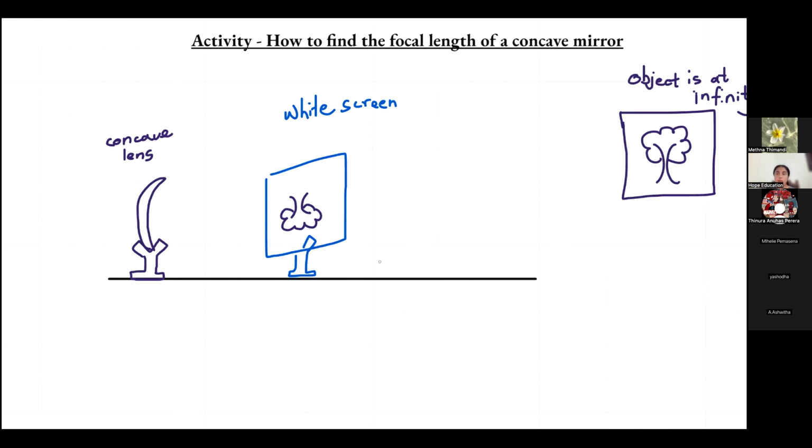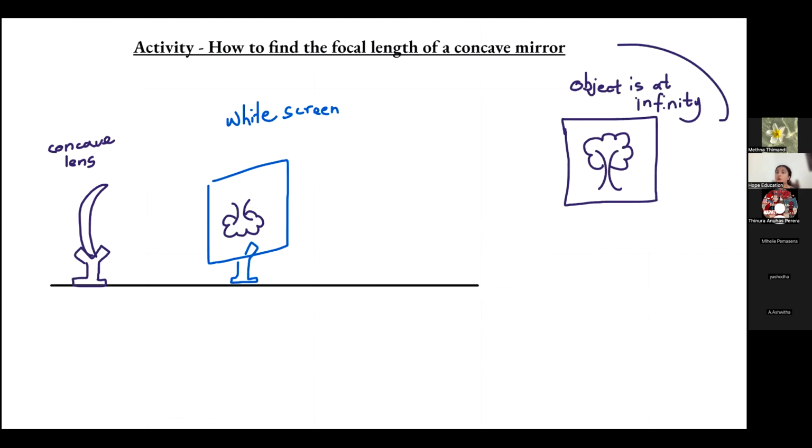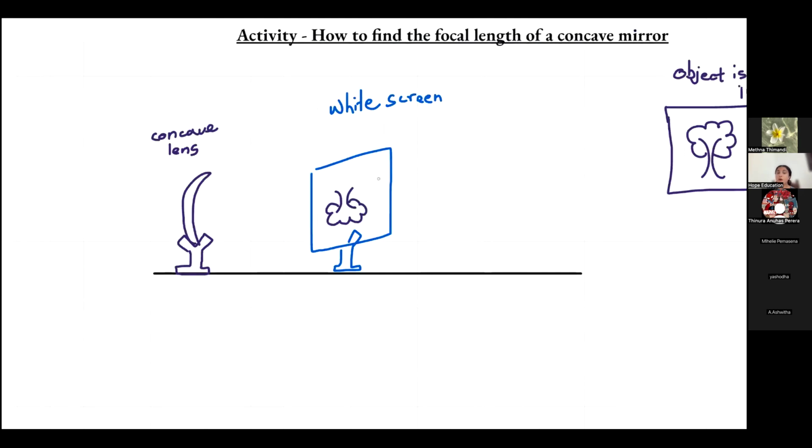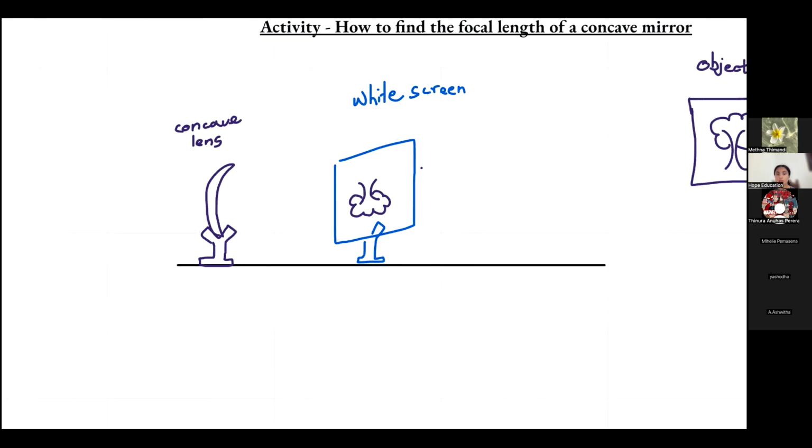When you move the screen and look, stop where you see the clear image. So here the image is formed. If the object is at infinity, we know the image is formed at the focal point. Now the image is formed here, no? Then this must be the focal point.